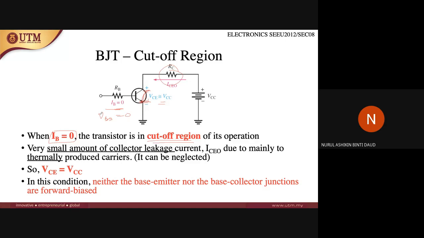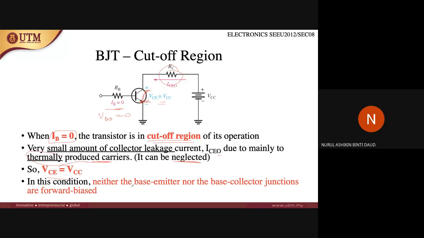But there is still ICO flowing in this transistor, mainly because of thermally produced carriers. The value is very, very small and can be neglected. You don't have to bother about the value of ICO here because the current is very, very small. And so VCE is approximately equal to VCC.